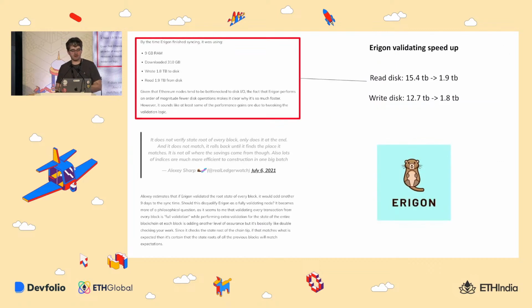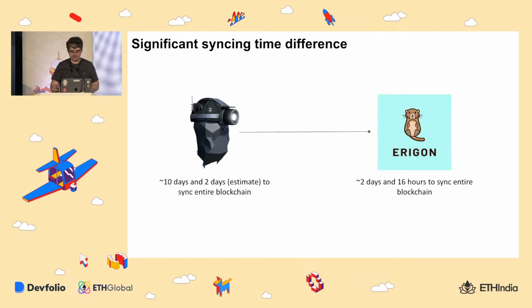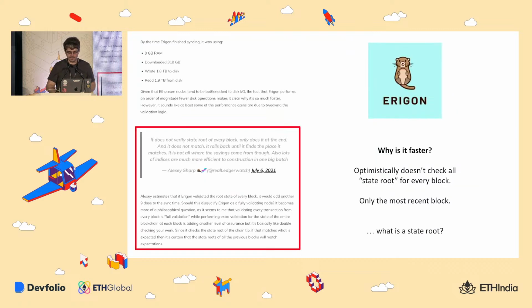So then if you look at Erigon, because he ran Erigon, because he really does just want to synchronize a node, with Erigon he was able to finish it, and interestingly Erigon's I/O was much better. It went down to 1.9 terabytes and 1.8 terabytes. So the question is, why would it take 10 days to sync Go Ethereum, but only 2 days and 16 hours to sync Erigon with a lot less I/O? The reason is because of this tweet. And let me give you some detail.